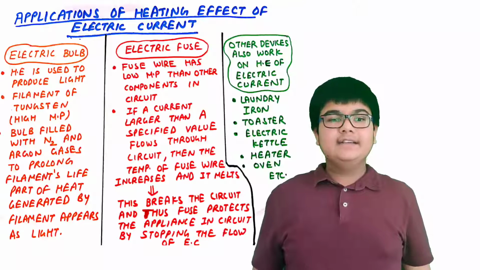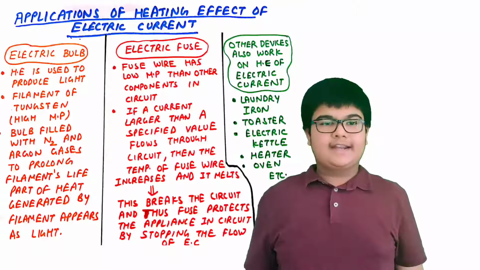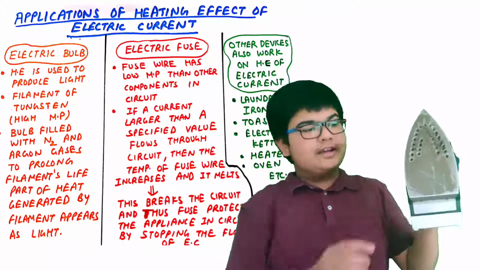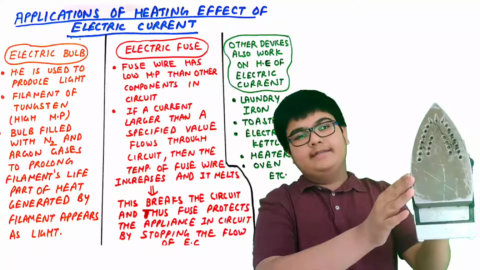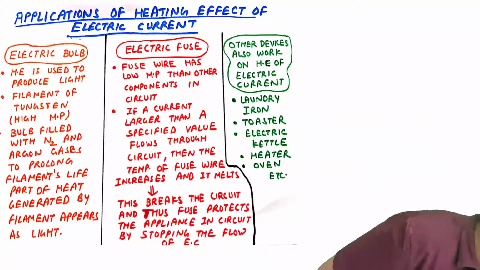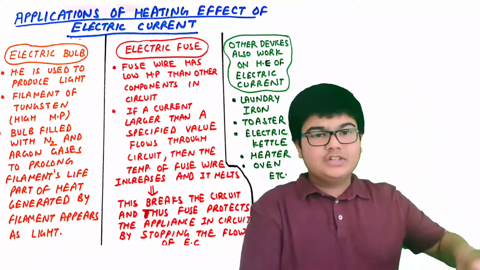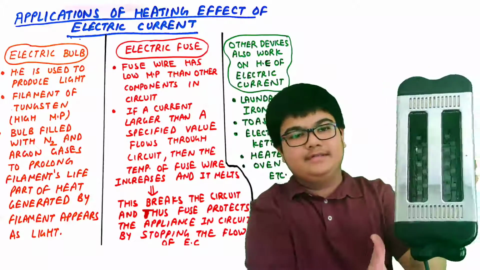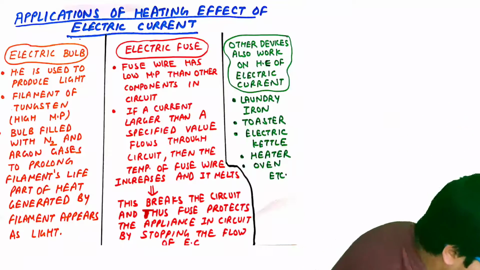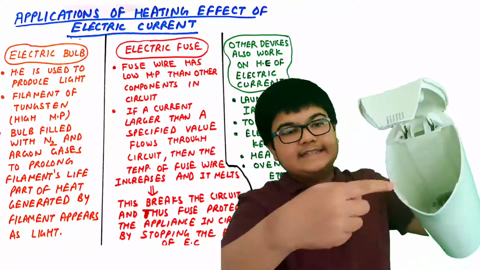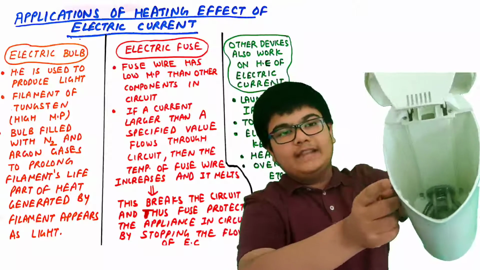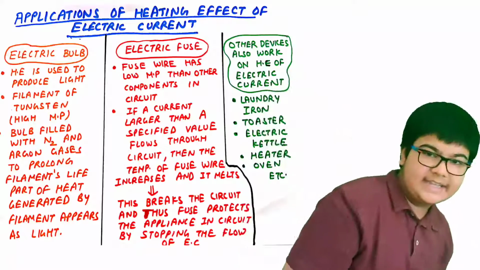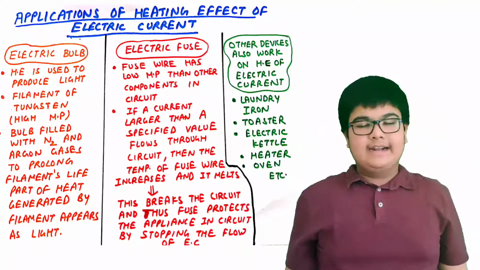Now let us understand the other devices which work on heating effect of electric current. These are laundry iron. You can see the heating element of the laundry iron. Second, electric toaster. You can see the heating element of the electric toaster. Third, electric kettle. You can see the heating filament or the heating rod of the electric kettle. Fourth, electric heater. And fifth, electric oven.